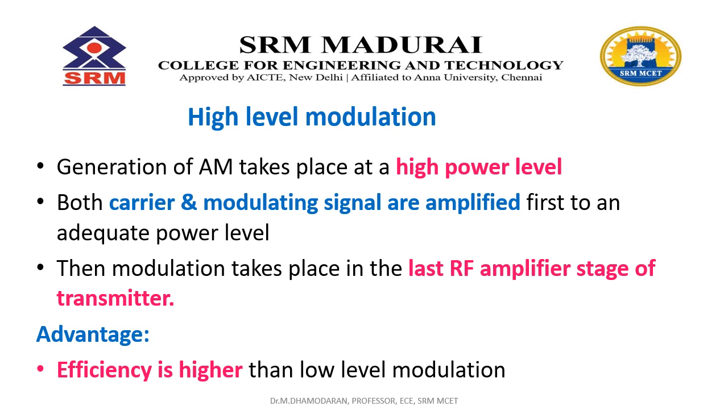In the high level modulator, the power level is very high, so this is mainly used for transmission purposes. Both the carrier and modulating signals are first amplified to an adequate power level. The modulation takes place in the last RF amplifier stage of the transmitter. The advantage of the high level modulator is that its efficiency is higher than that of low level modulators.